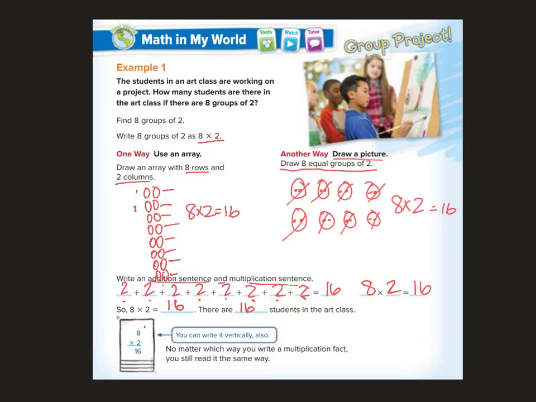Another way is we could write it vertically, which just means up and down. And we'd say it 8 times 2 is 16. No matter which way you write a multiplication fact, you still read it the same way.